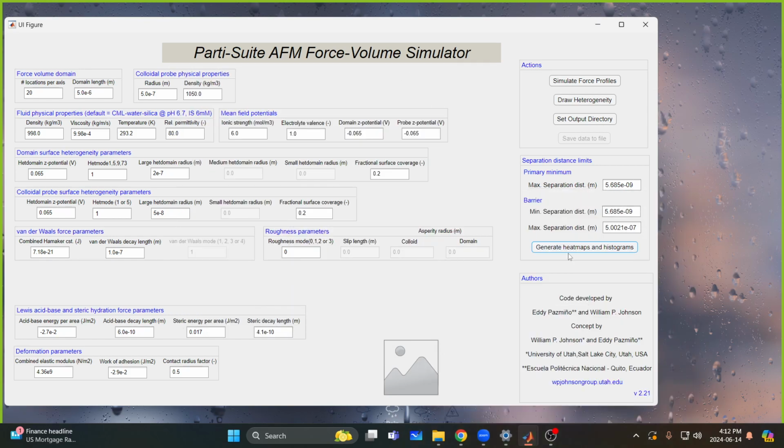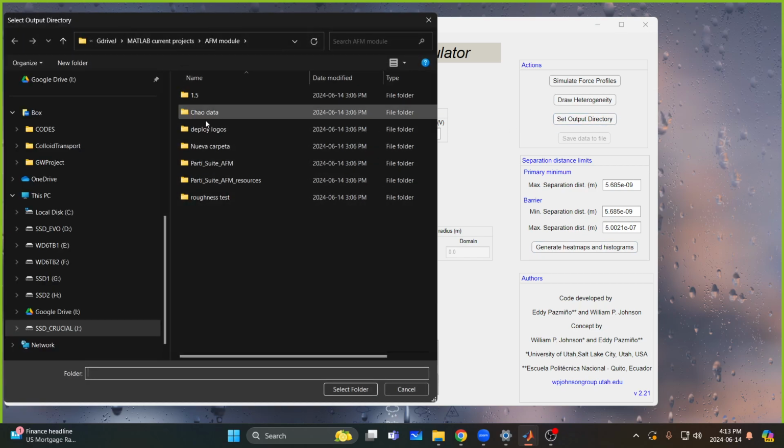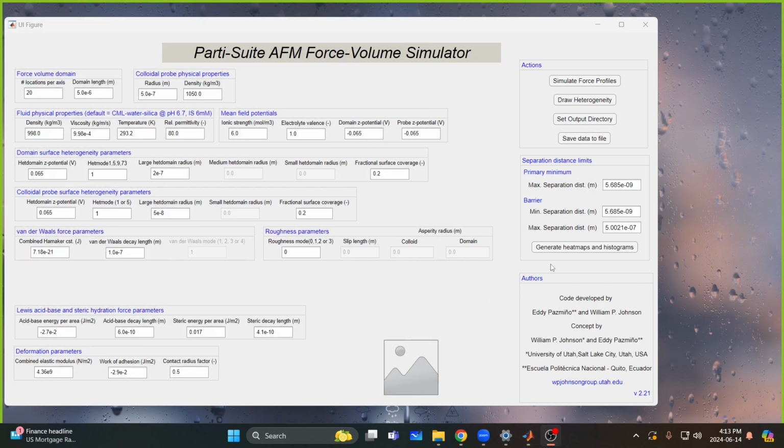Yeah. So when you finish doing all this simulation, you're going to set an output directory. For example, I can just put anywhere. I'm going to select this folder and then I'm going to save data to file. What it's going to create is Excel files that will have all the location information, the profiles with force, and the barrier histograms and the primary minimum histograms. So all the information is in a tabular presentation that you can use for any analysis you want to do. It takes a minute because it has to internally create these Excel files, and they're fairly big, to tell the truth. But it's good to have it.